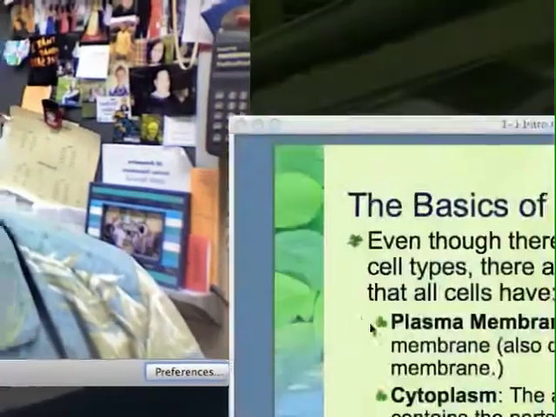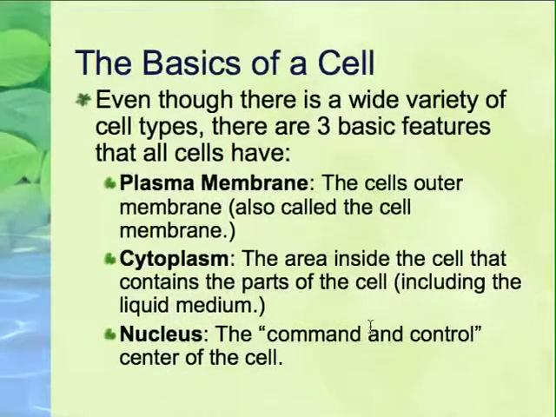Okay. Now, all cells have a plasma membrane or a cell membrane. This is what defines the outer part of the cell from the inner part of the cell. And of course, if cells all have an outer boundary, that means they have insidey parts. That's what we call the cytoplasm, all the area inside the cell, and that includes the liquid medium. And finally, all cells have a command and control center, which is called the nucleus.